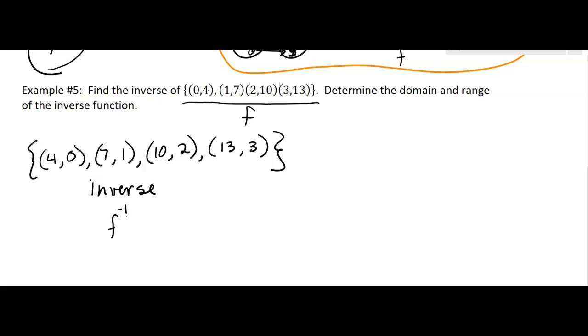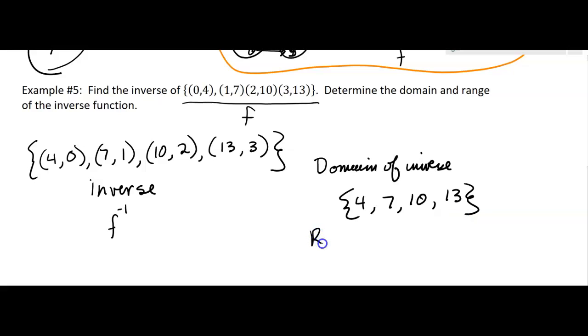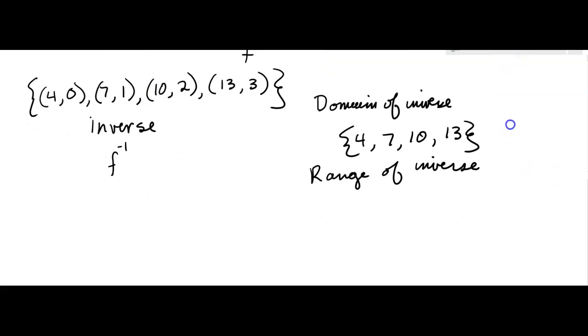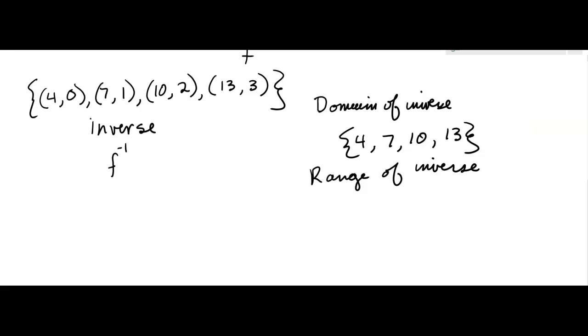Okay? So the domain for the inverse, the domain of the inverse, is going to be the set 4, 7, 10, and 13. The range of the inverse, so you kind of have to say which one's which. There's notation, but I won't get into that right now. The range of the inverse is 0, 1, 2, and 3. And we'll see another example in the next video.